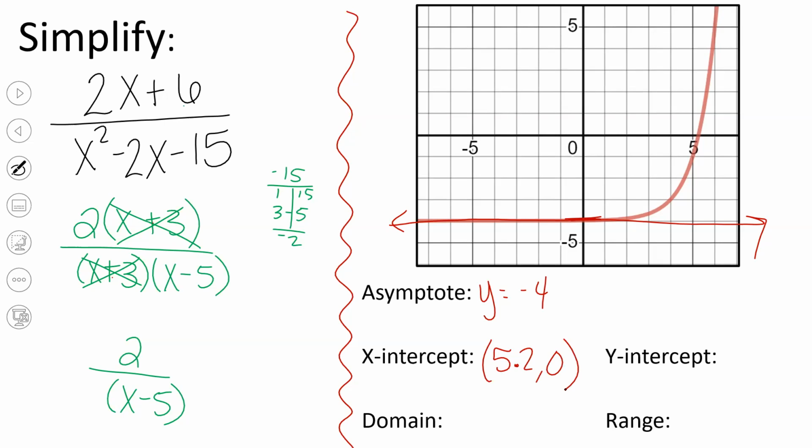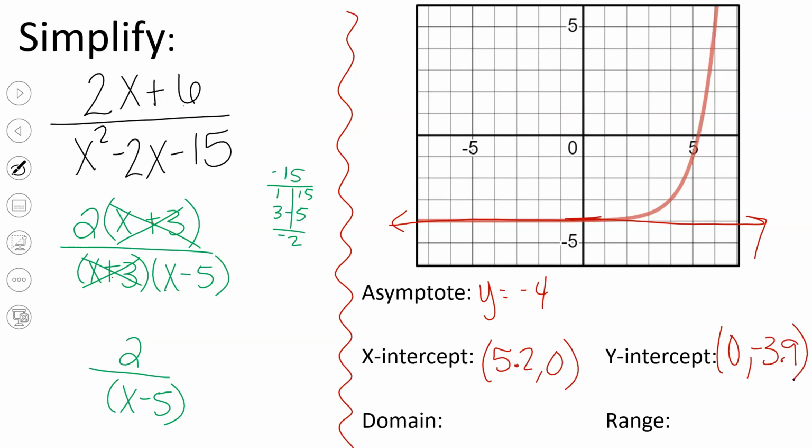What's my y-intercept going to be? Can it be negative 4? No. Why can it not be negative 4? It cannot touch that asymptote. So what's the best number that's right above negative 4? Negative 3.9. Very good. So 0, negative 3.9.